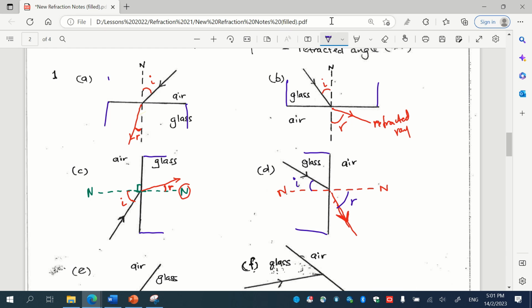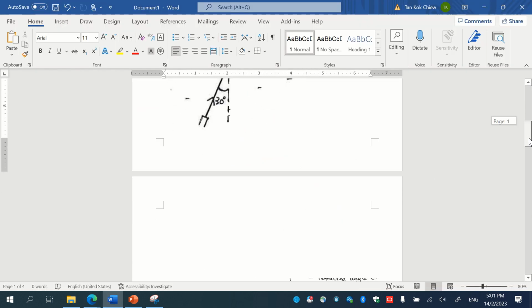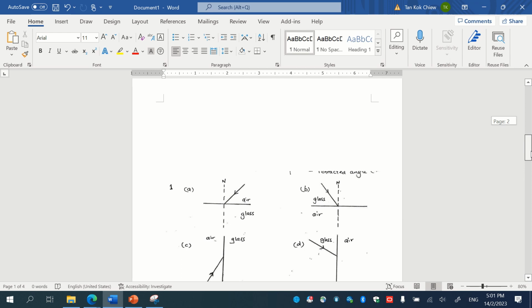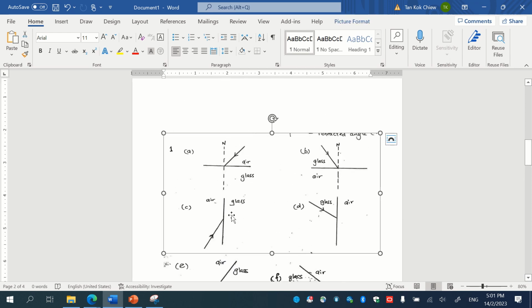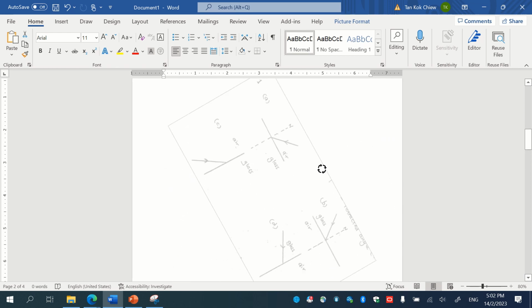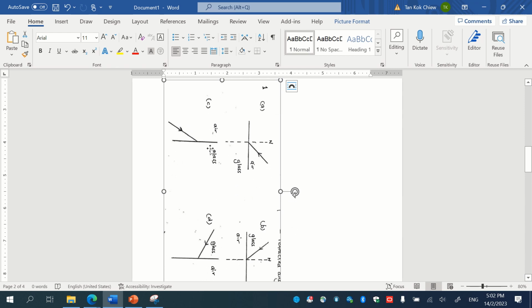Okay. Now for those who find that the vertical position is difficult, you can always orientate your paper to become horizontal, so that the interface becomes horizontal like this. You can always orientate it until it becomes horizontal.